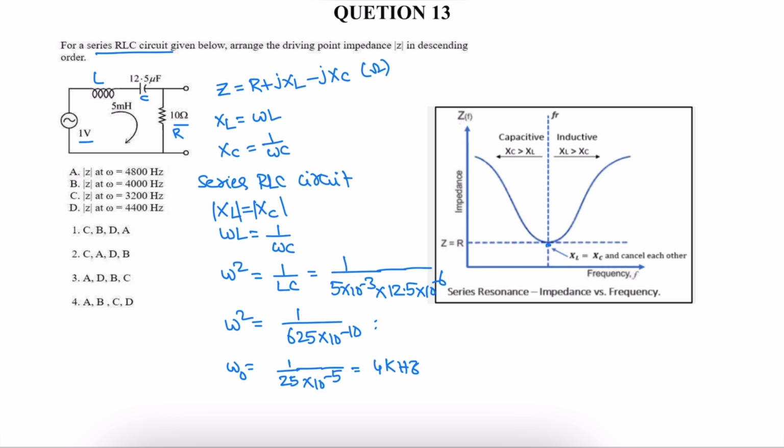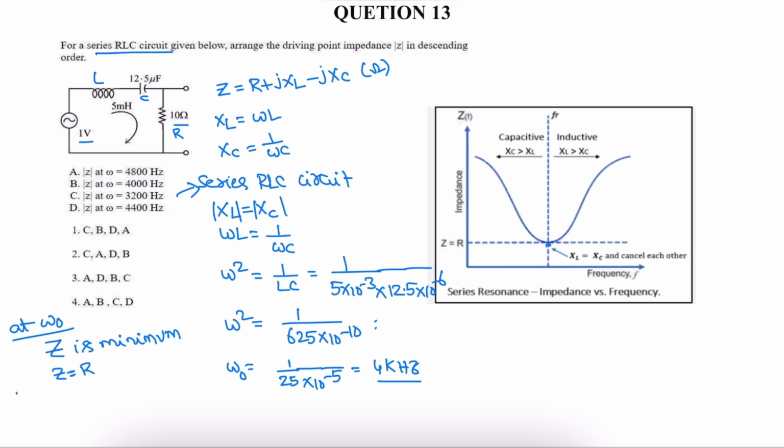So this is resonant frequency. So resonant frequency is 4 kilohertz. At resonant frequency XL is equal to XC. At resonant frequency, impedance Z is minimum, and the minimum value is R. It is equal to only resistance.